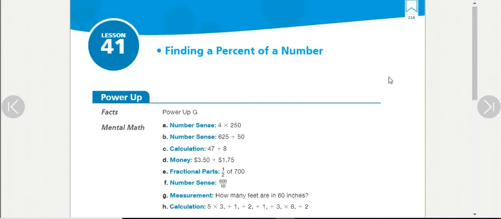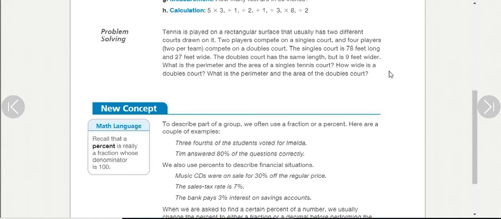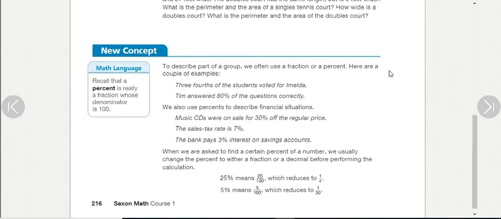Course 1, Lesson 41, we're going to find the percent of a number. It might be nice to have your fraction manipulatives nearby so you can pause this and grab them. And when you come back, remember that percent means per 100. So any fraction where your denominator is 100 can be very useful, doing all sorts of things.